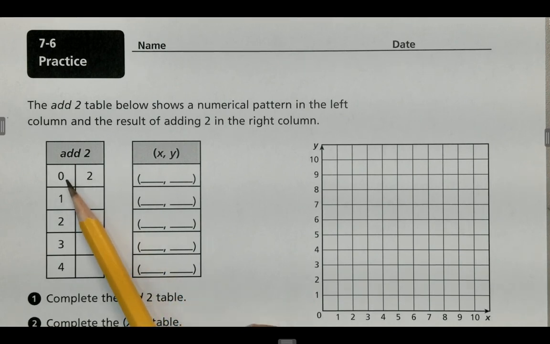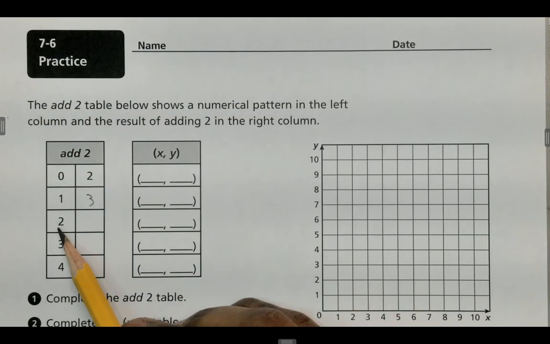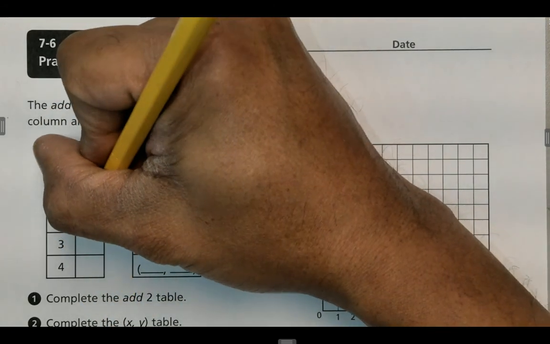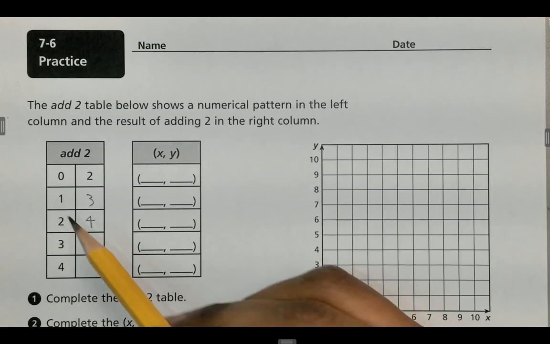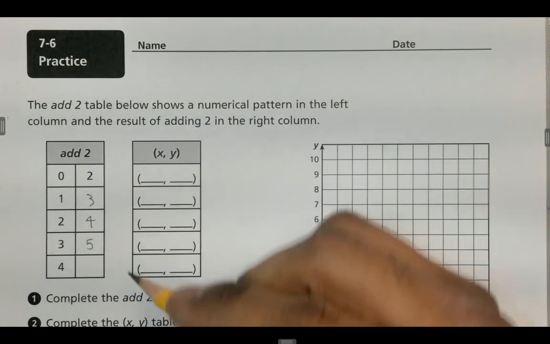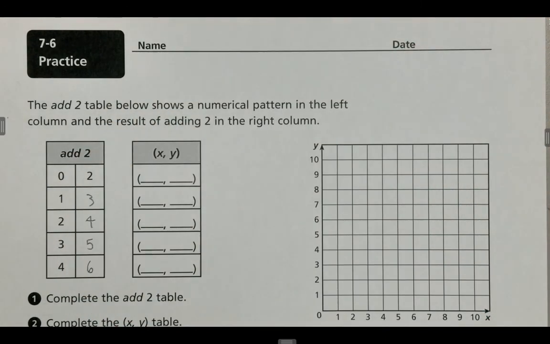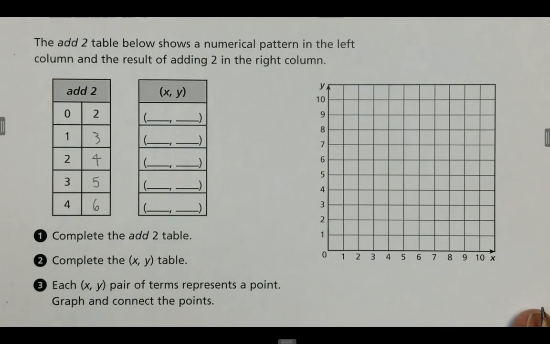If I start with 0, 0 plus 2 is 2. If I start with 1, 1 plus 2 is 3. 2 plus 2 is 4. I'm just following the rule. 3 plus 2, 5. 4 plus 2, 6.